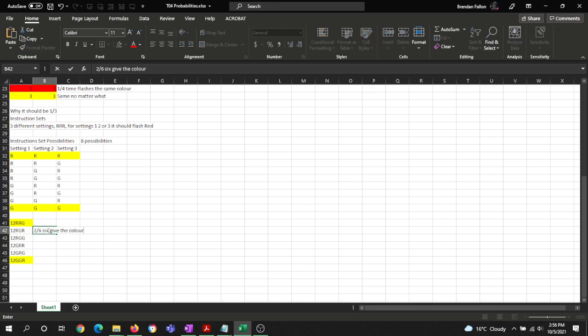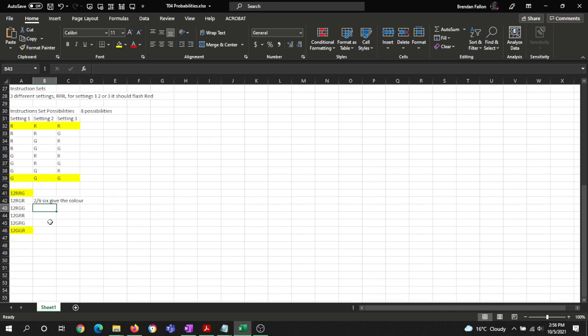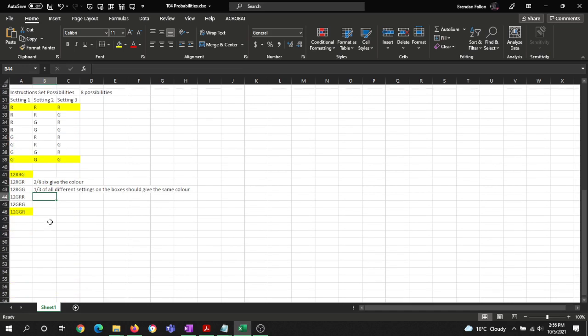That's both the instruction set combinations and the actual detector settings for any given detector settings. So like Chris mentioned, that means 1/3 of all the different settings on the boxes should give the same color. So that now makes complete total sense. Sorry that I got diverted with forgetting the instruction sets.